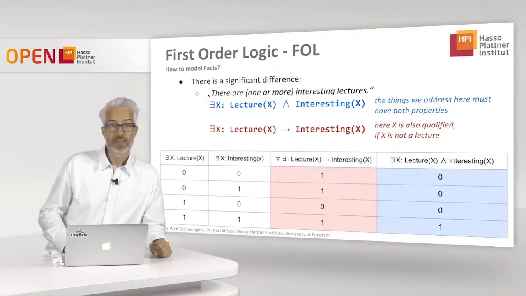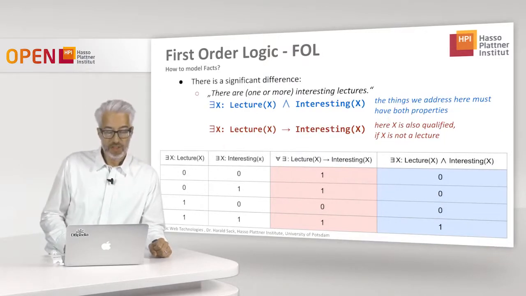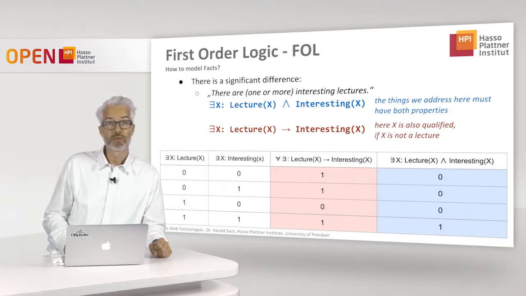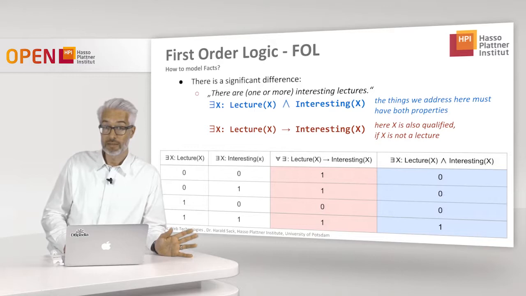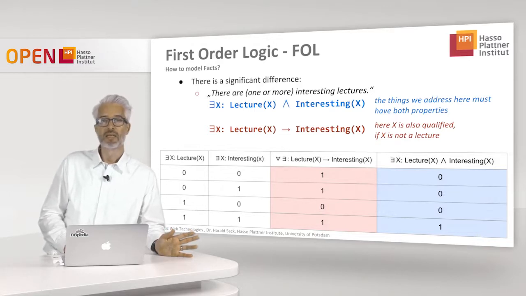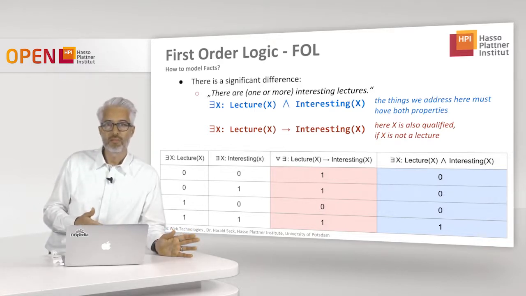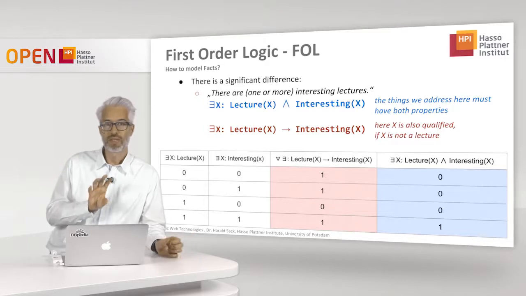The other way around, let's have a look at this existential quantification example. There are one or more interesting lectures. The first one is the correct one. There exists an x for which it holds that x is a lecture and at the same time x is interesting, which means the things we address here must have both of the properties we specify.